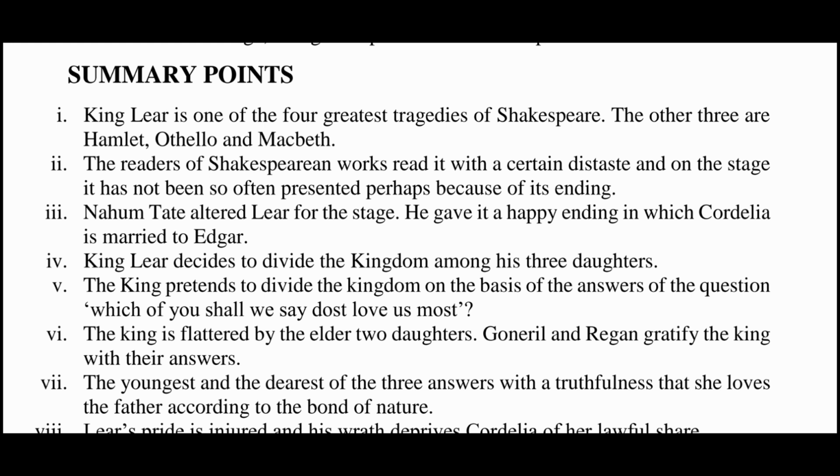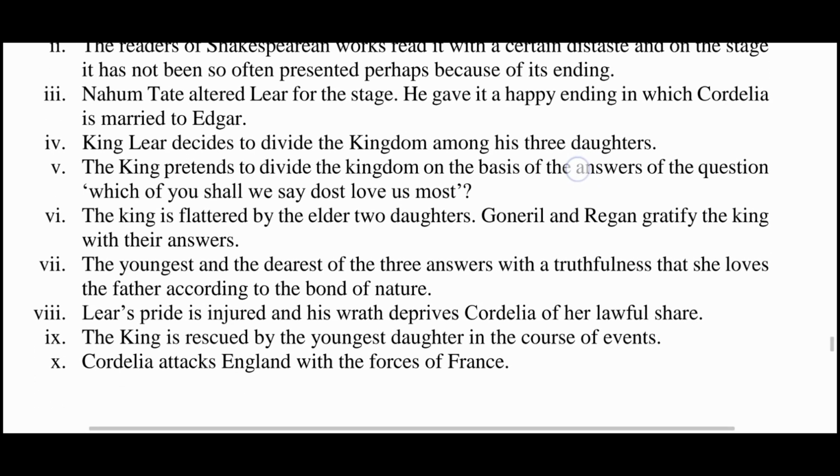Point number 6. The king is flattered by the elder two daughters. Goneril and Regan gratify the king with their answers. Point number 7. The youngest and the dearest of the three answers with truthfulness that she loves the father according to the bond of nature.